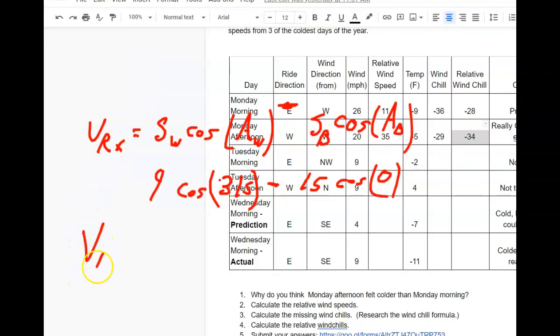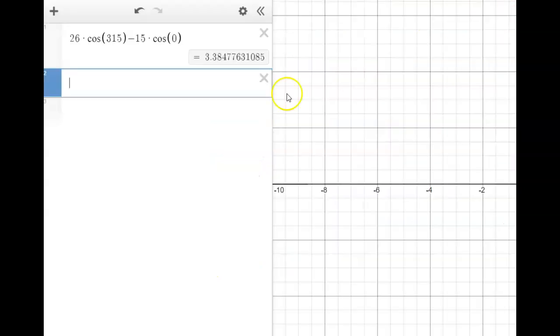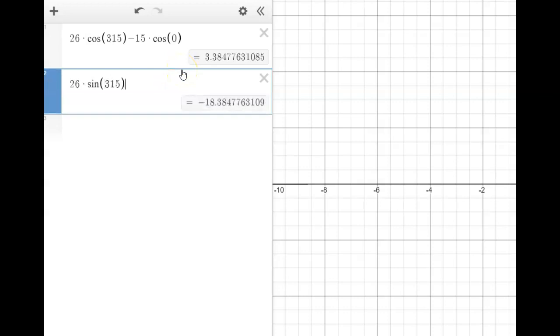So the velocity of the wind relative to us is going to be equal to the speed of the wind times sine theta in the y. So sine 315 minus 15 times sine of 0. Now sine of 0 is just going to be 0 because I'm not moving up or down on the bike. I'm just going to the east. But if we put in this other part here, 26 times sine of 315, that gives us negative 18.38. Negative because it's going down.